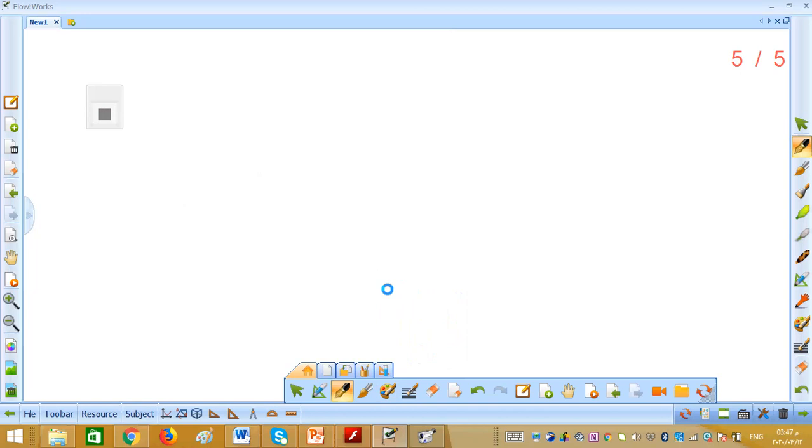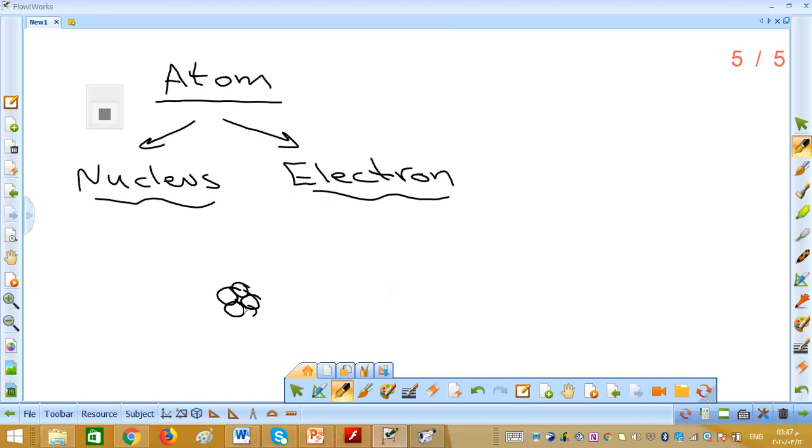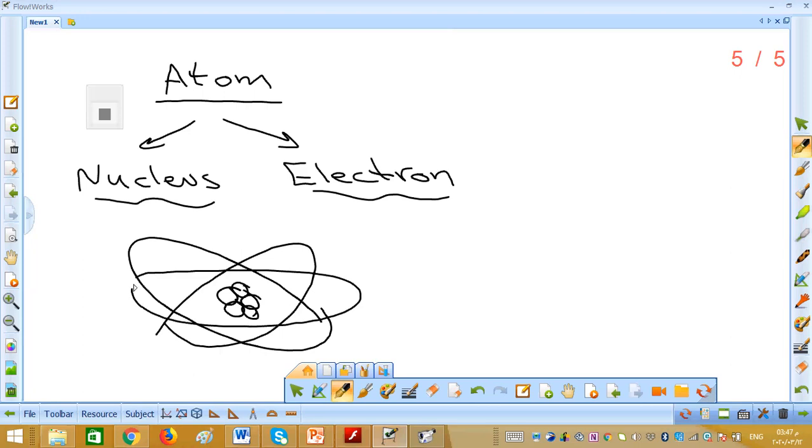Let's begin with atoms. We said atoms are the building blocks of all matter. An atom includes two main components. The center of the atom we call the nucleus, and the second component is electrons, which move around the nucleus. Electrons move around the nucleus in different directions, and this area around the nucleus we call the electron cloud.